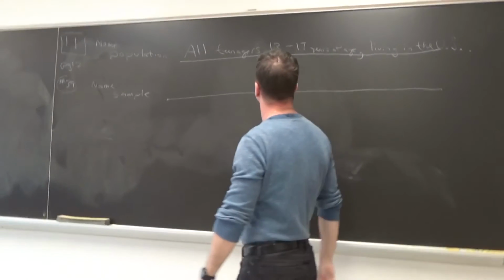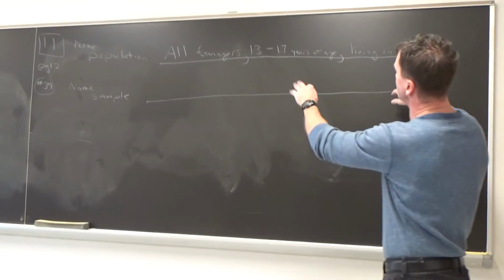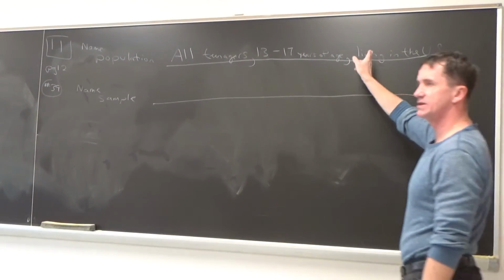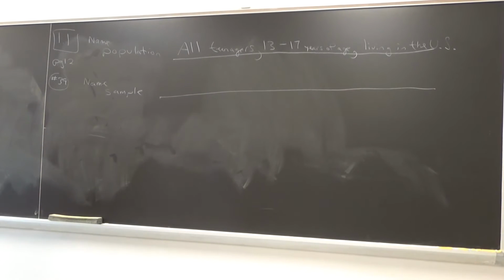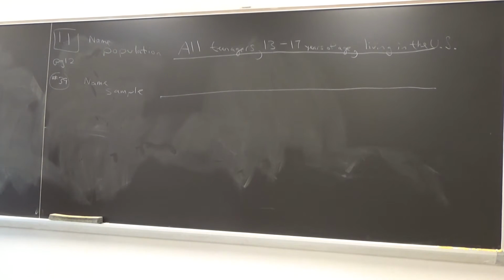That's the population. All teenagers, 13 to 17 years of age, living in the United States. I guess we don't even have to put the word teenager anymore, right? If you're 13 to 17, aren't you already a teenager? So if you want to just say all 13 to 17-year-olds living in the United States.